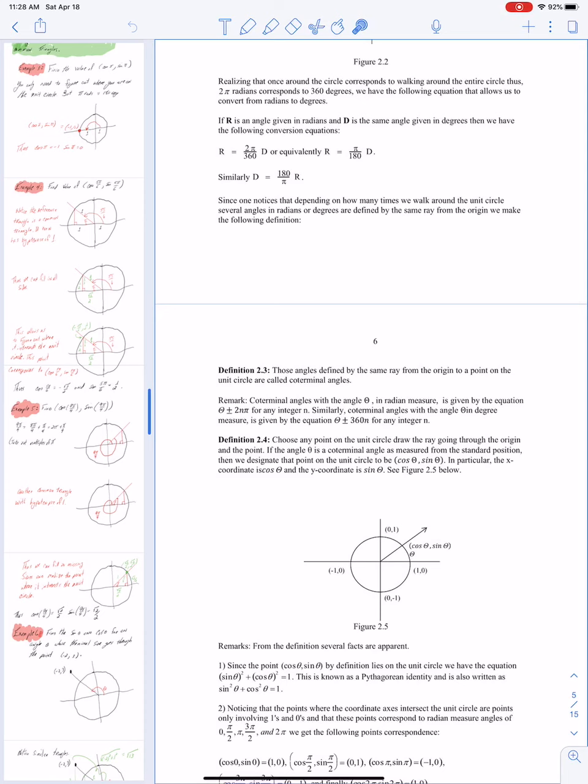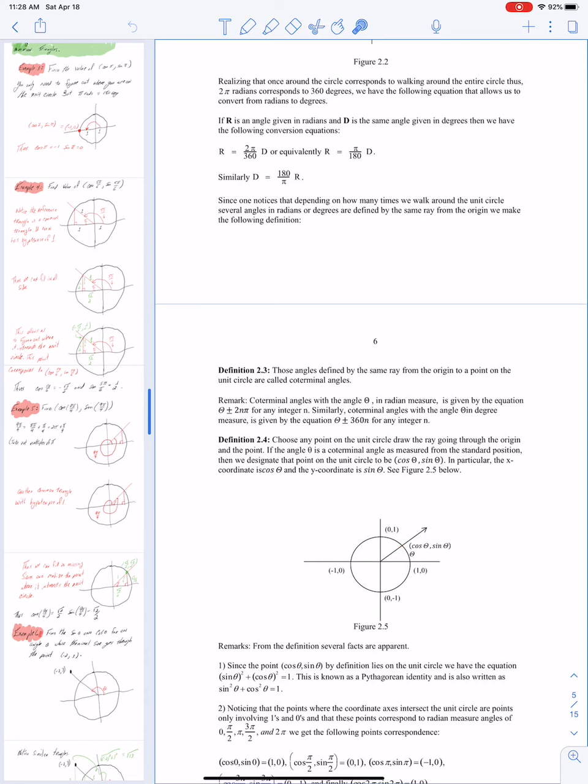All righty, now let's hit definition 2.4. I have an initial side, positive arm of the x-axis. I have a terminal side. That terminal side cuts my unit circle in exactly one spot.